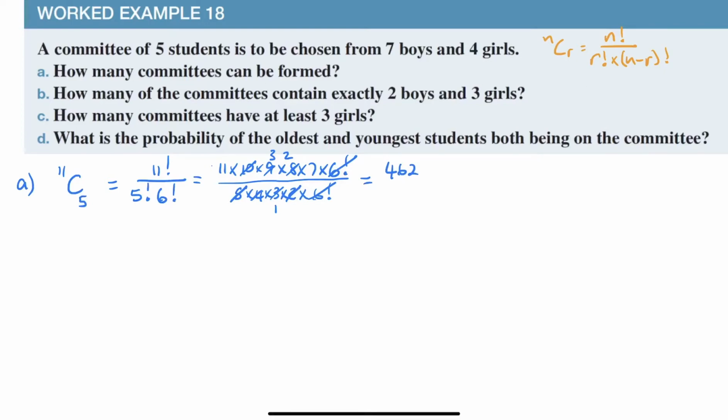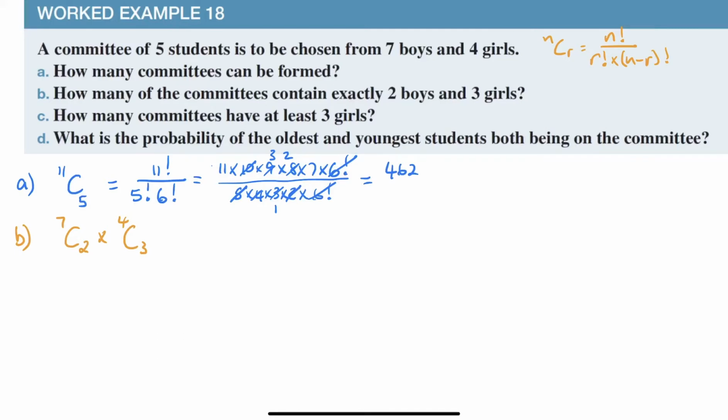In question B, I'm going to change color so it's easier to follow. They ask us how many of the committees contain exactly 2 boys and 3 girls. So exactly 2 boys and 3 girls. What it means is I have to fill 2 boy positions. There have to be 2 boys, and there's 7 boys that I have to pick 2 out of. So multiply, for the girls, there's going to be 3 positions out of 4 girls. So that is how I'm going to write it out.